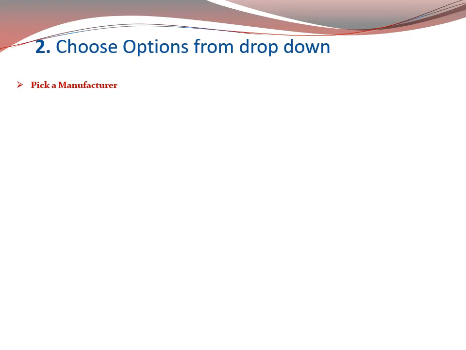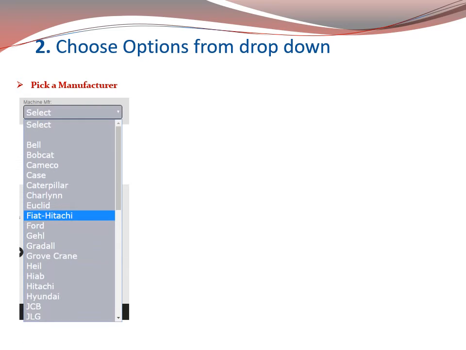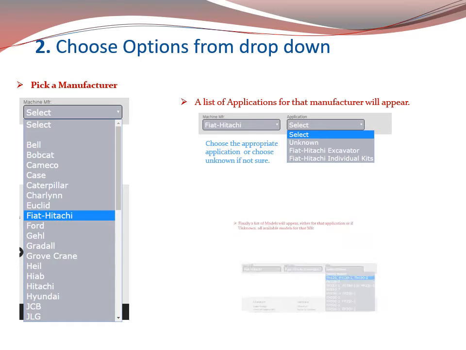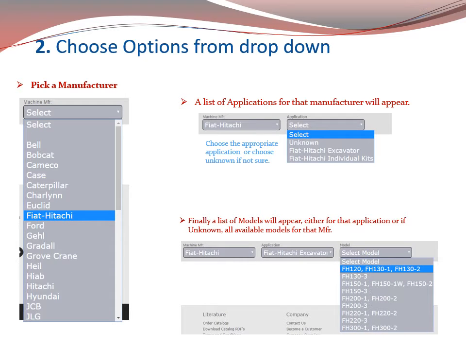Once you've reached the Kits by Model page, you can start a search. First, click and select a manufacturer. A list of applications will appear. Choose the appropriate application or choose unknown if unsure. Finally, a list of models will appear, either for that application or, if unknown is chosen, all available models for that manufacturer will appear. Choose the model to see a list of results.